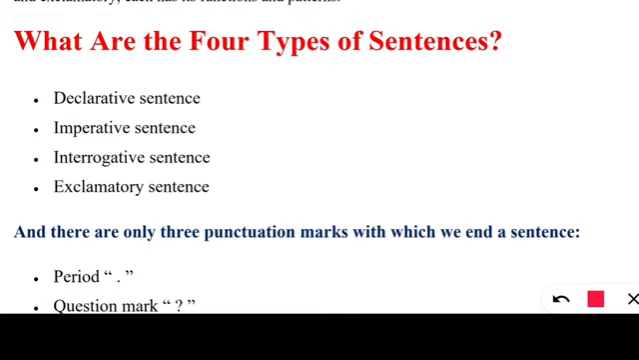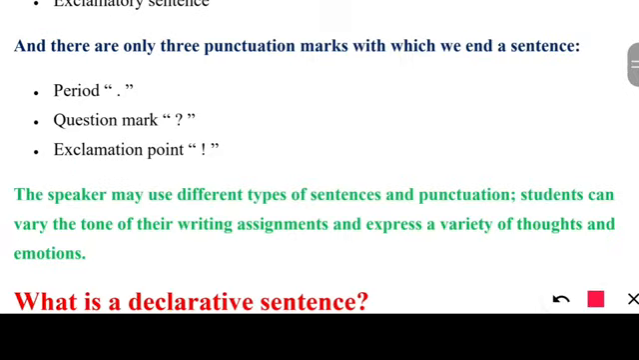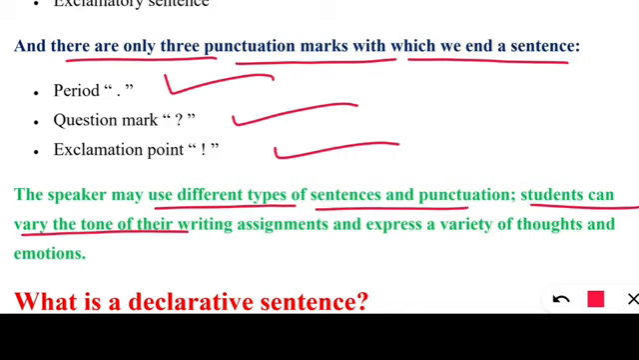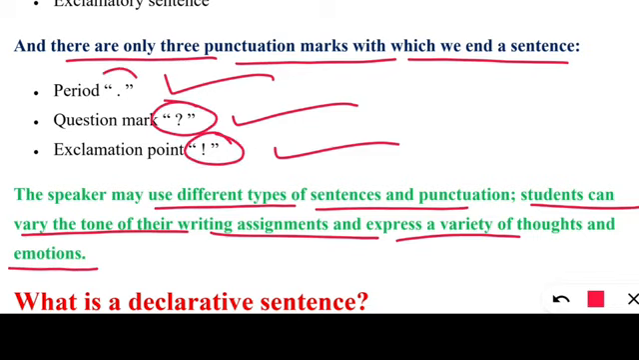There are 4 types of sentences: declarative, imperative, interrogative, and exclamatory. Now, why these 4 are different, let's find out. But before that, we should remember there are only 3 punctuation marks with which we end a sentence. First one is full stop, that is period. Number 2, question mark, and third one is exclamation point. With these 3 punctuation marks, we can end the sentence. The speaker may use different types of sentences and punctuation. Students can vary the tone of their writing assignments and express a variety of thoughts and emotions. With the help of these punctuation marks, we can show our feelings, our intentions, and a variety of thoughts.